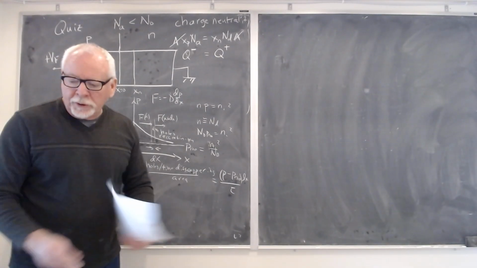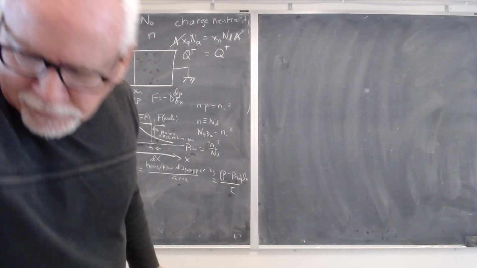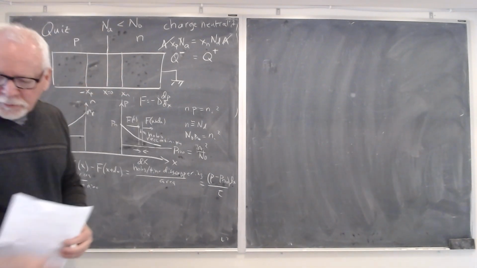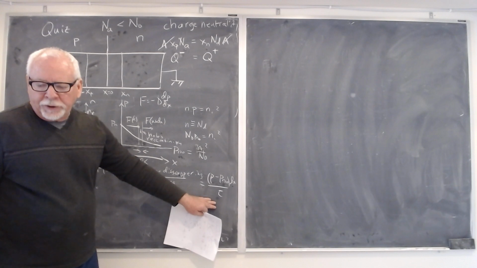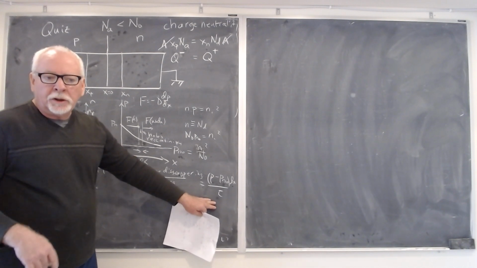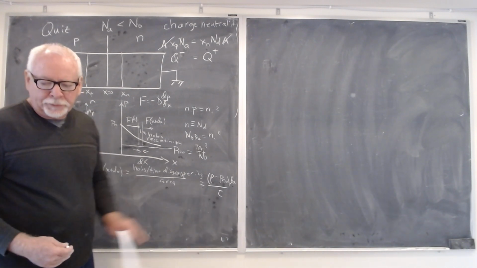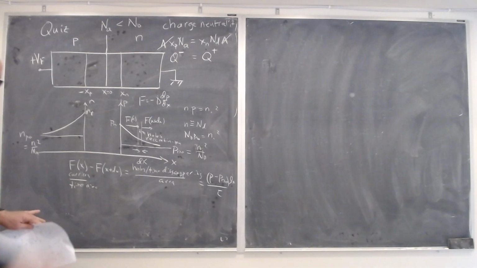That's why my camera keeps moving. It's the cat. I didn't stop doing that. But 1 over tau, because tau is the recombination time, basically a shorter time means a faster rate. All right, so I hope you can see that.